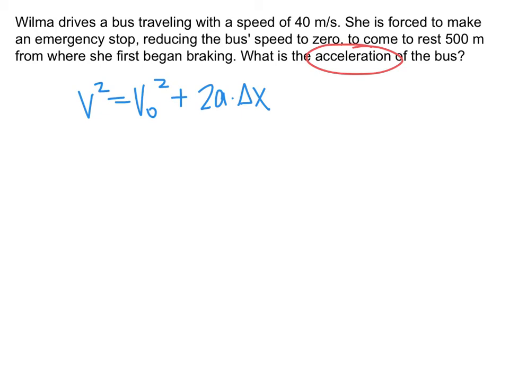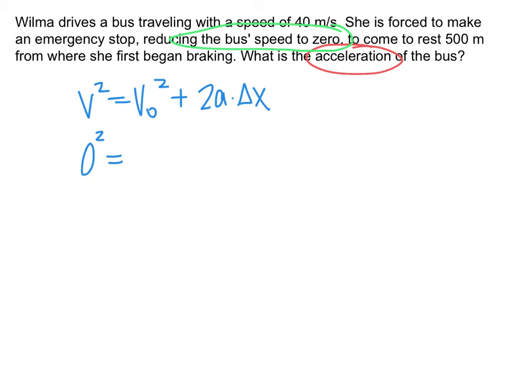In this case, I am not going to plug in my units. It gets a little bit messy to do that. But before I do so, I do want to notice one more thing here. Notice that the bus's speed is reducing down to 0. So that's telling me that my final velocity is going to be 0. Officially 0 squared, but of course that's just 0. And it also tells me to expect a negative answer for the acceleration because the bus is slowing down.